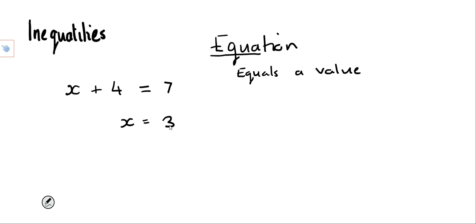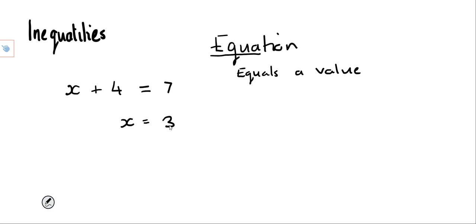Could x be anything else other than 3? No. Why? Because only 3 plus 4 makes 7. That's it. Just one value for x. Does that make sense?